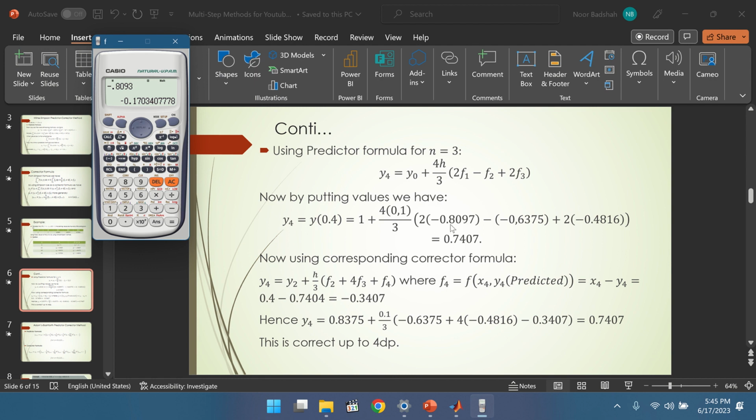Okay, so I just called that a. Pressing equal, then it asks for b. So my b is minus 0.6375.